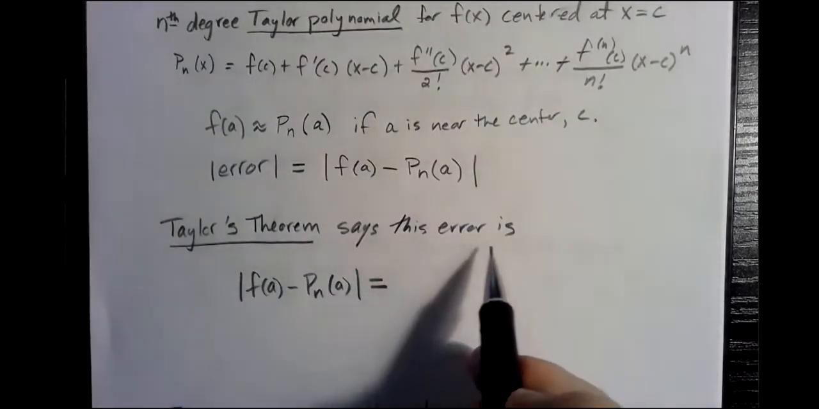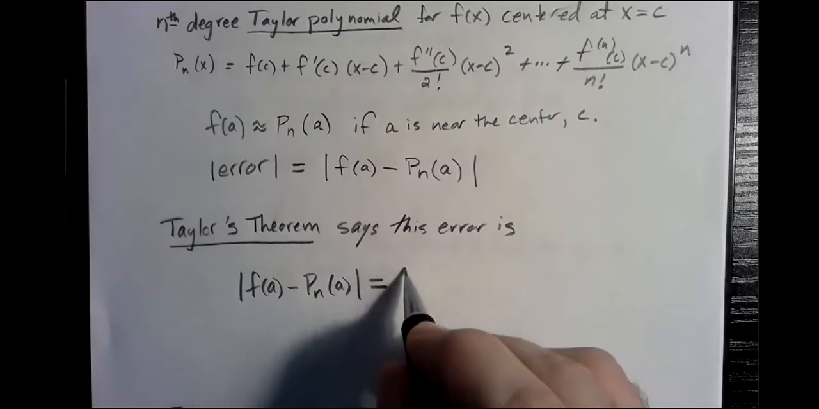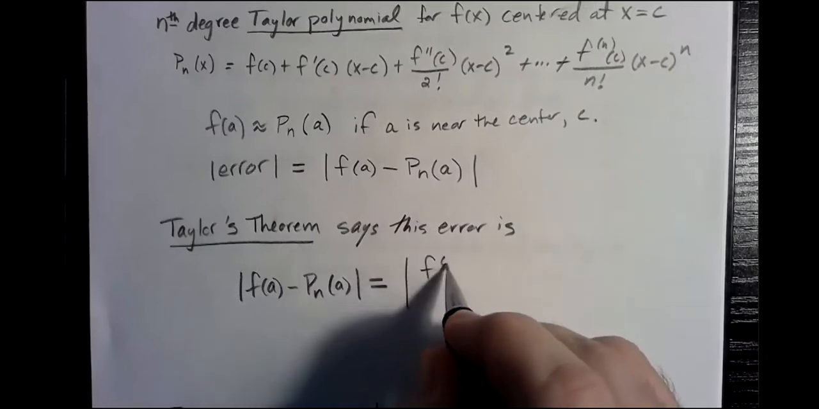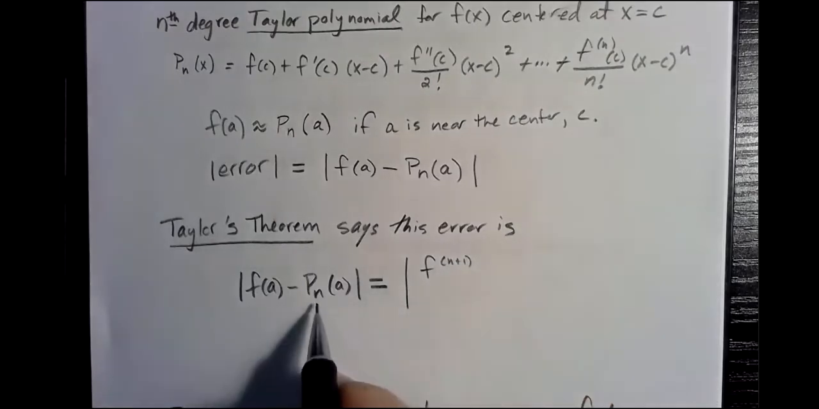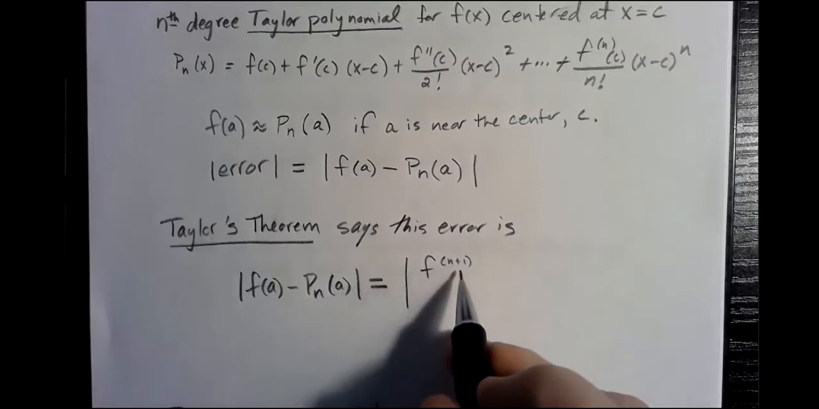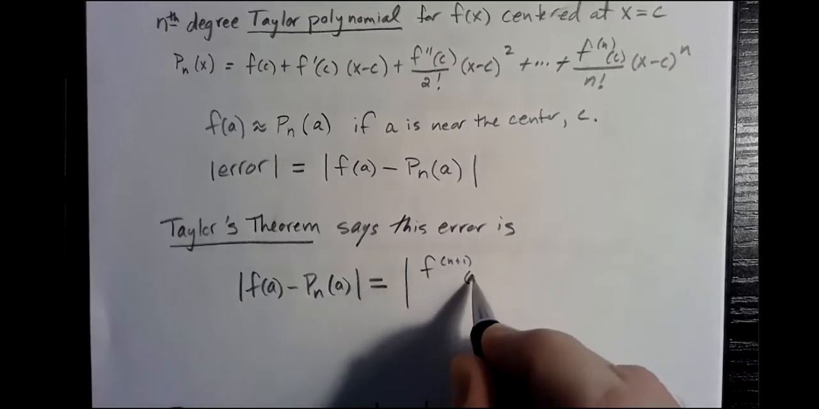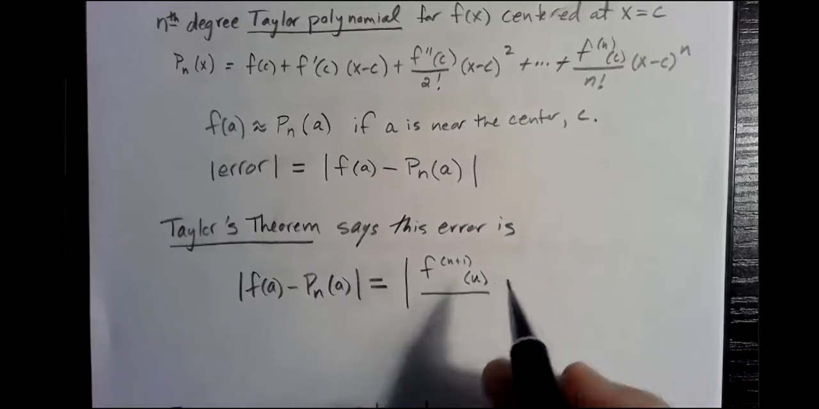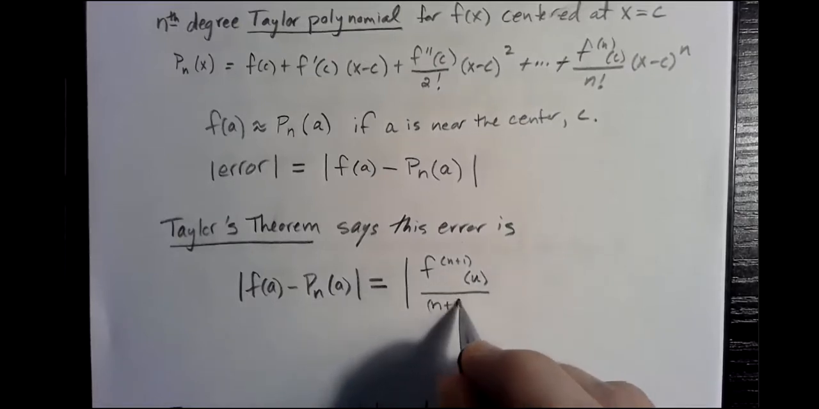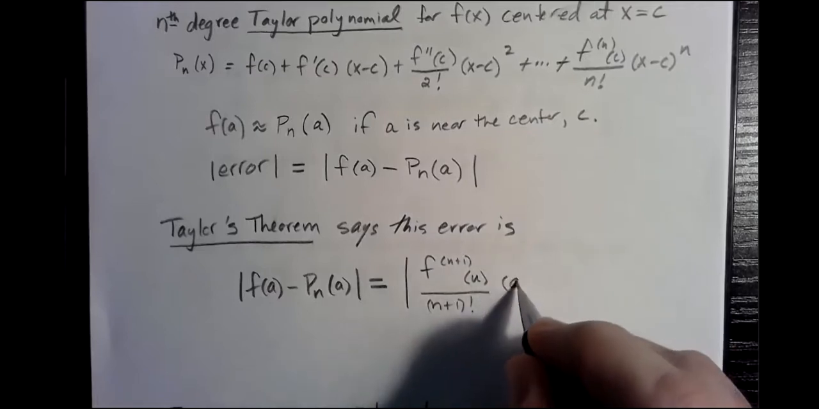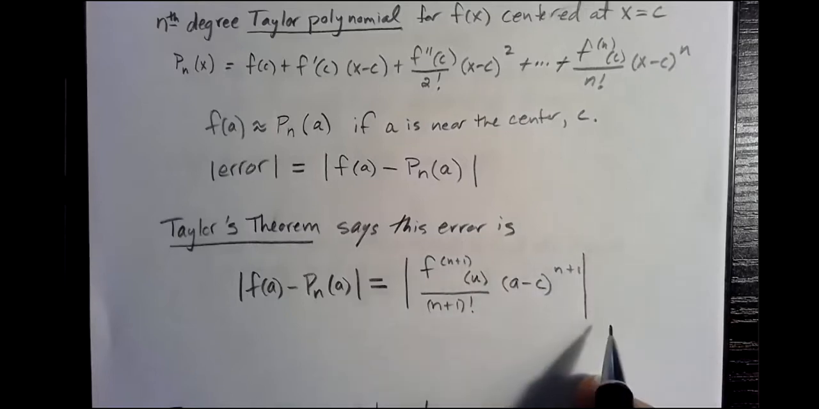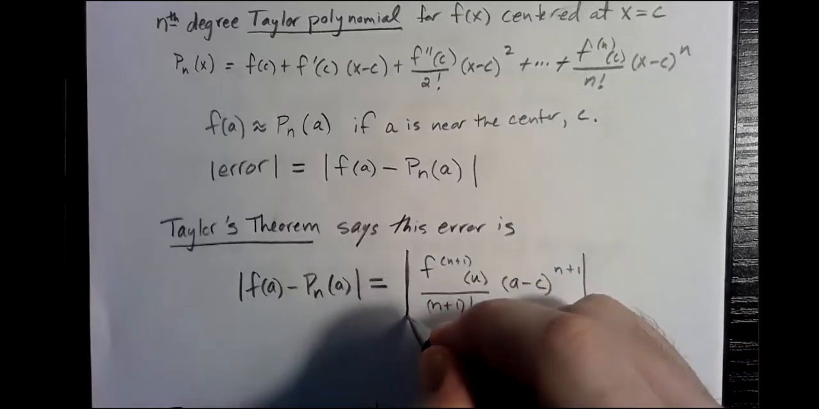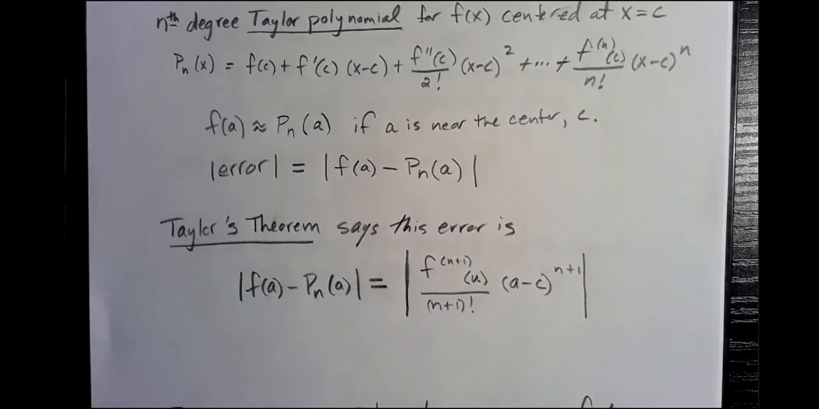Taylor's theorem says that this error is always equal to the value of the n plus first derivative. Notice that we're using the nth degree Taylor polynomial, and so this is the n plus first derivative, evaluated at some value u, divided by n plus 1 factorial times a minus c to the n plus 1. Absolute values here are meant to indicate that we're talking about the absolute error to make our formula a little bit easier to deal with.